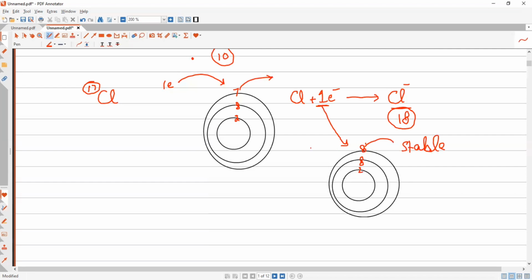Okay, so after gaining one electron, this chlorine will develop negative charge.